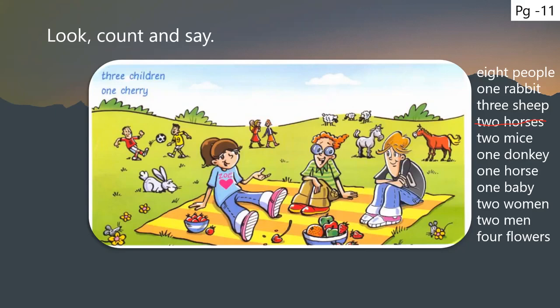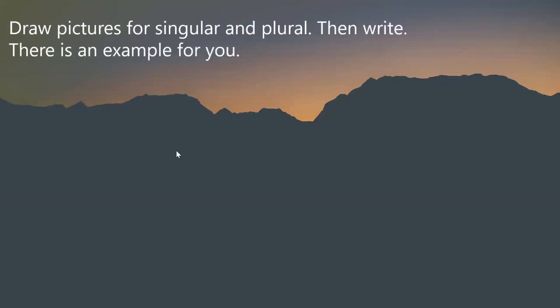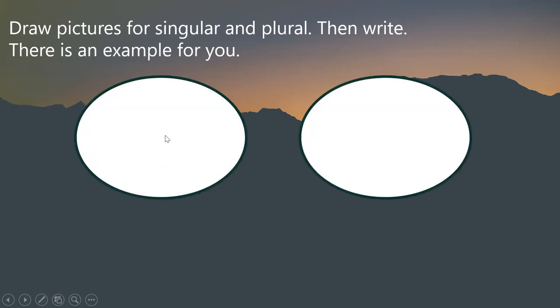So you can see a lot. Okay? So please practice. Now let's double check whether you understand or not. Let's read it: draw pictures for singular and plural. Here's an example for you. I drew a leaf, right? So for this side, we have to use a leaf. How about this one?